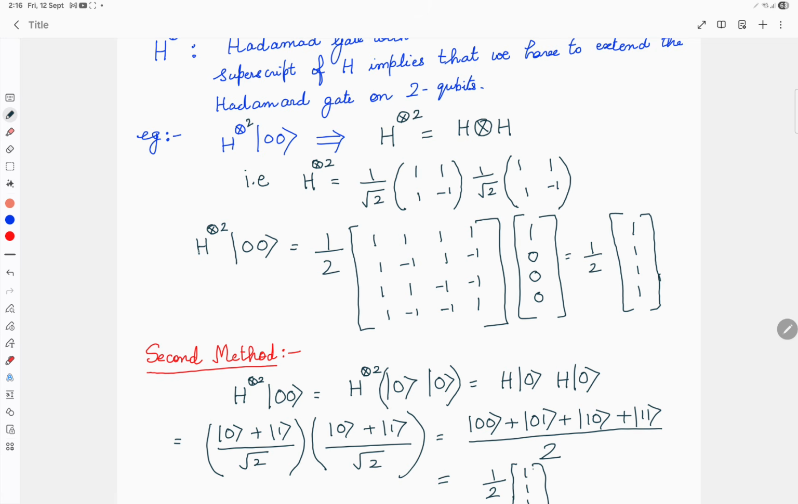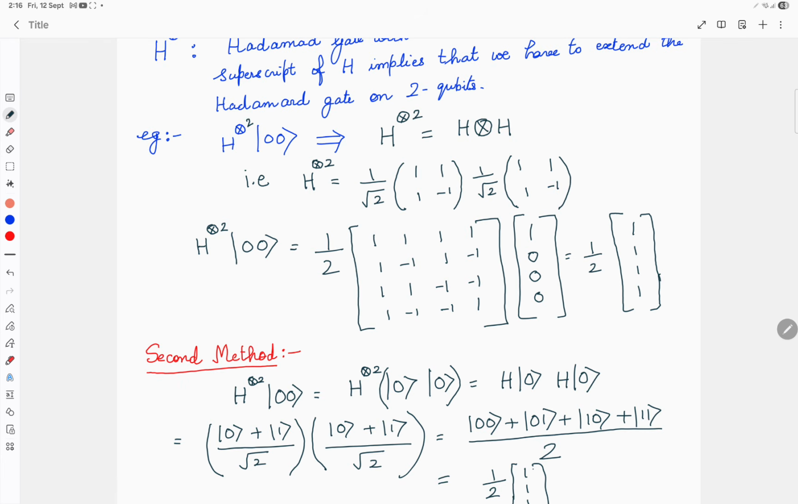Since we are applying H superscript tensor 2 on the ket 00 state, we have to put in the product this column vector, which represents the ket 00 state. Once you solve this expression, you will see that this is the equal superposition of the 2 qubits. This is the output of the Hadamard gate applied on 2 qubits.